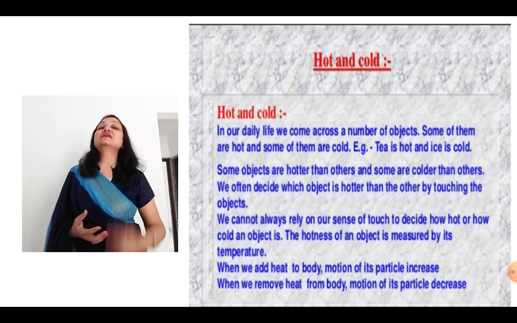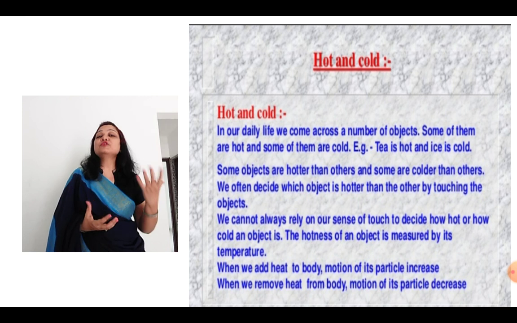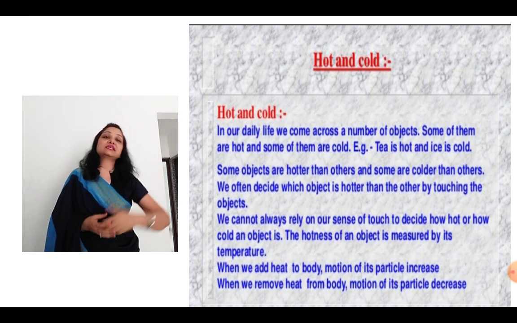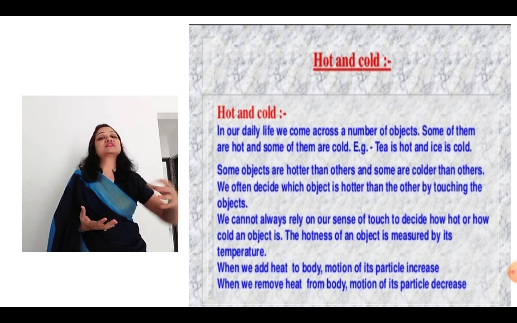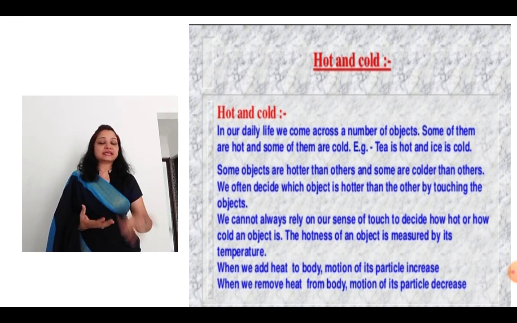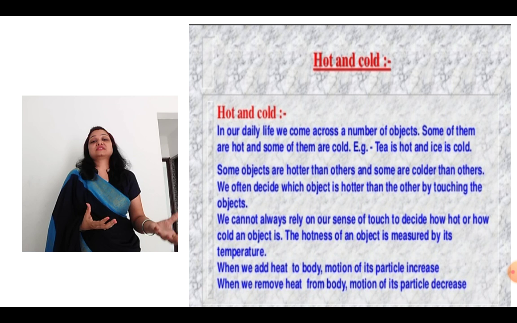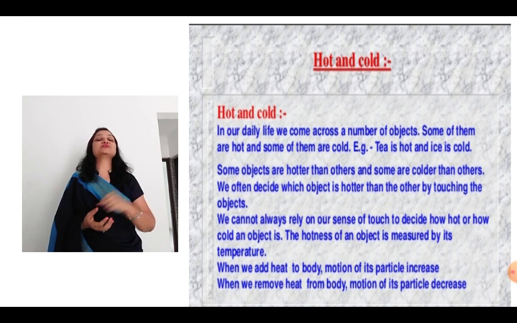Now the next thing is hot and cold. Just now I explained an activity. In our daily life we come across a number of objects. Just now I gave you the example of warm water and chilled water. So you can simply tell which is hot and which is cold. If it's a cup of tea or if it's ice, you can tell which one is hot and which one is cold, right? Some objects are hotter than others and some are colder than others. In the activity also, by touch we decided that this water is warmer and this water is chilled, right? By touch we can simply tell which thing is hot or cold.